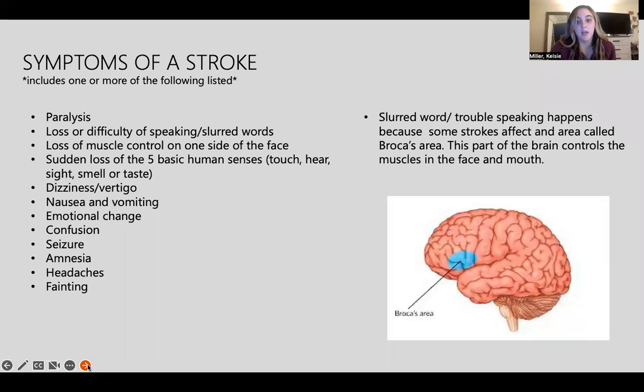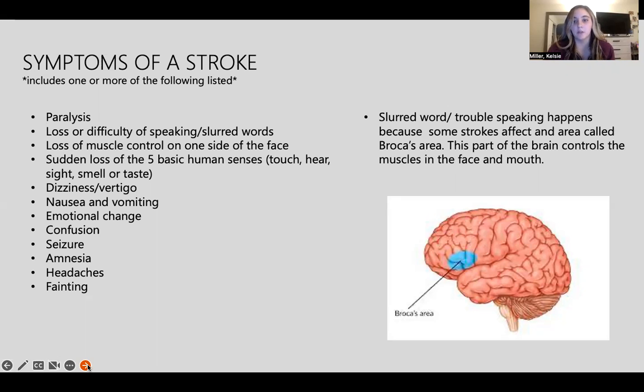Symptoms of a stroke: if a patient has one or more of the following listed, then it would be a stroke. They include paralysis, loss or difficulty of speaking or slurred words, loss of muscle control on one side of the face or your body, sudden loss of your five basic human senses, which are touch, hearing, sight, smell, or taste, dizziness and vertigo, nausea and vomiting, emotional change, confusion, seizure, amnesia, headaches, and fainting.